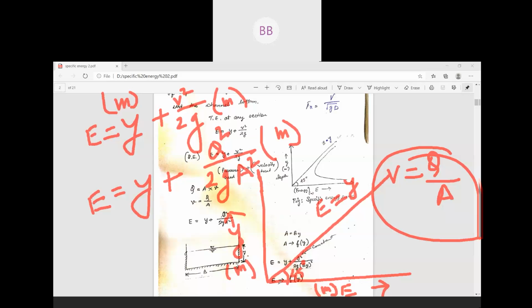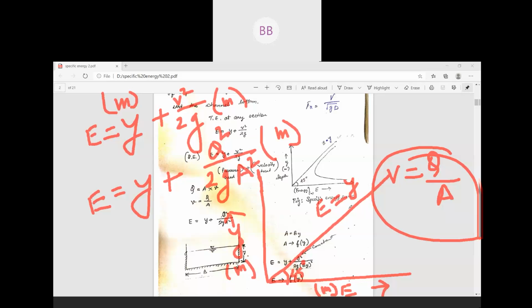So we are going to draw a graph. That graph is called the specific energy curve, between your specific energy and depth of flow. So that specific energy will be on your x-axis and your depth of flow will be on the y-axis. Now we draw a straight line at an angle of 45 degrees, and we consider this line as E is equal to y.